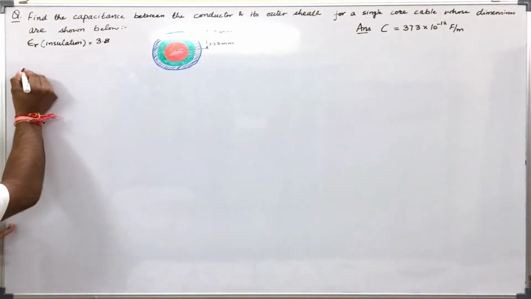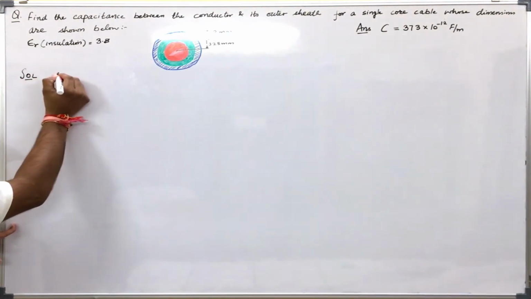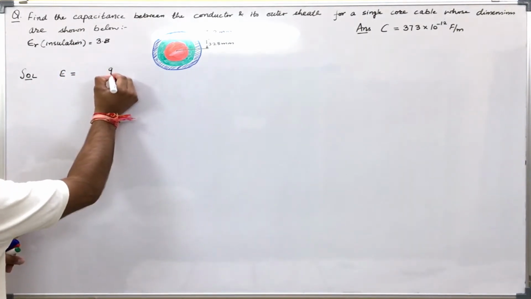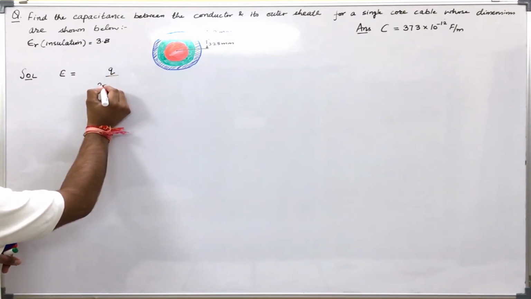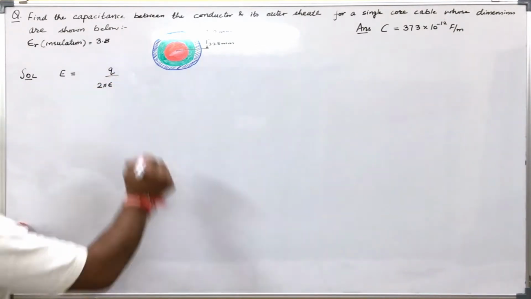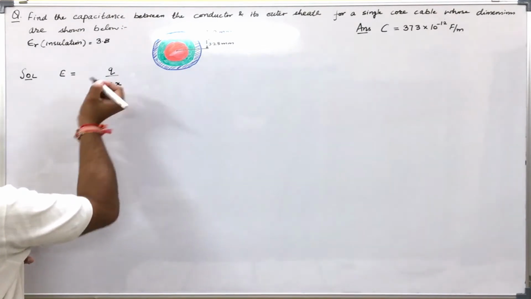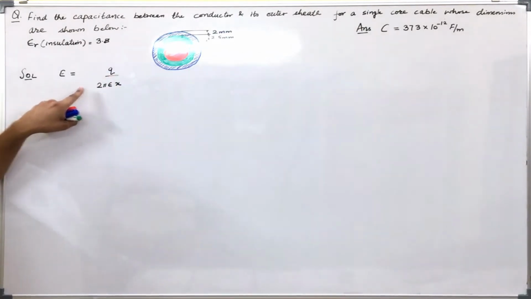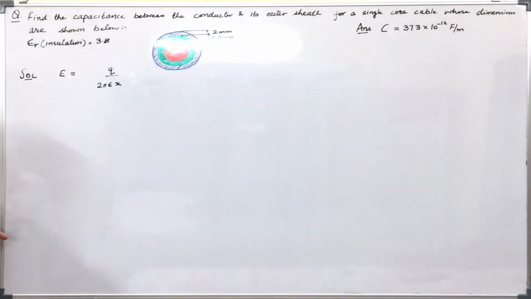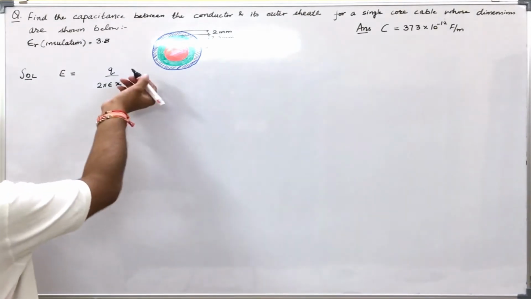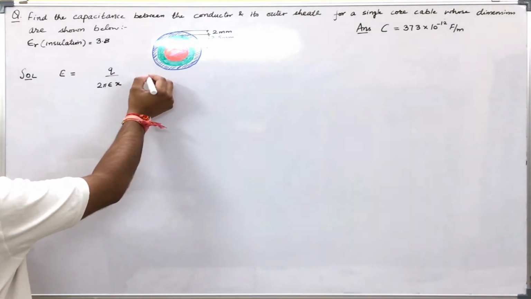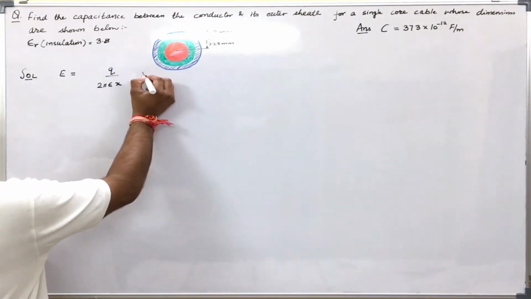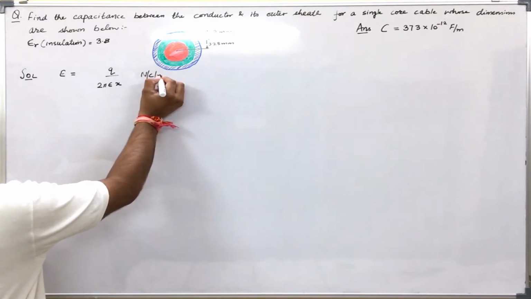If we start from the very basic, the electric field can be written as Q upon 2 pi epsilon x, with its appropriate unit. It is force per unit charge, that is Newton per coulomb. If the charge is in coulomb per meter, then the unit is Newton per coulomb per meter.